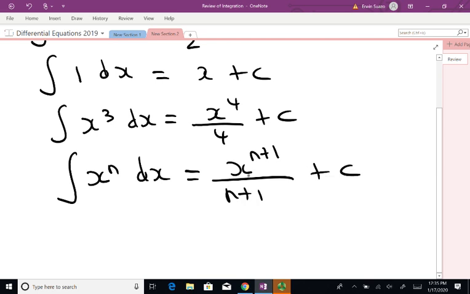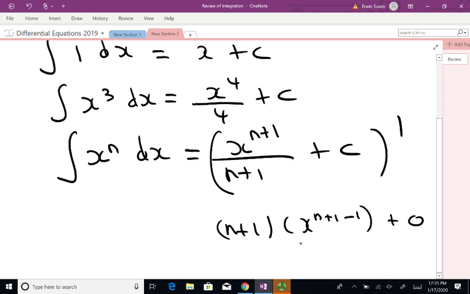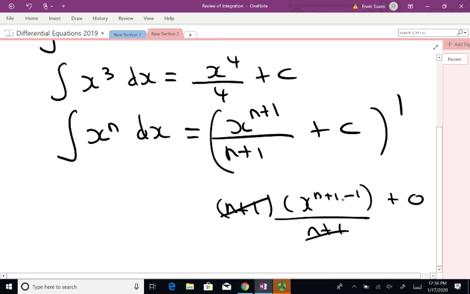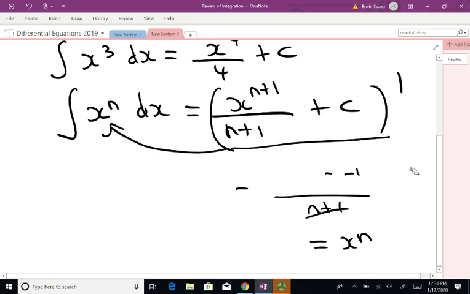And you can check it. If you find the derivative of this, let me do it here fast. That will be n plus 1 times x to the n plus 1 minus 1. The derivative of a constant is 0, and this is divided by n plus 1. So this cancels with this, and plus 1 with minus 1 gives me x to the n. So the derivative of this has to give me the integrand, as it just happened. Okay, so that's the relation.